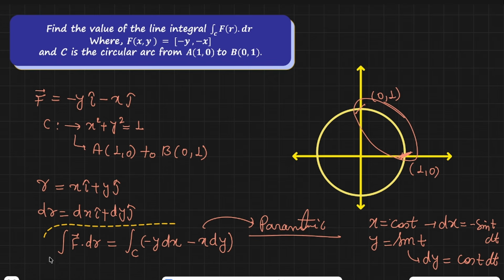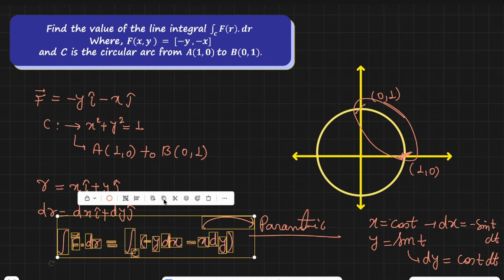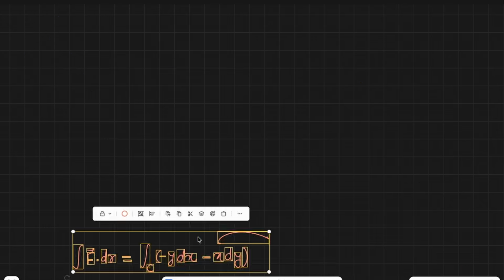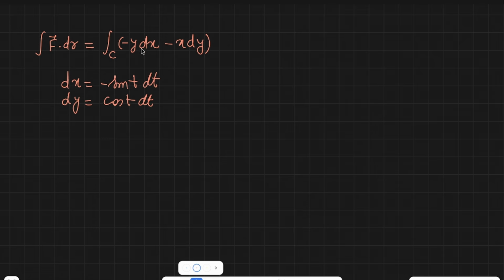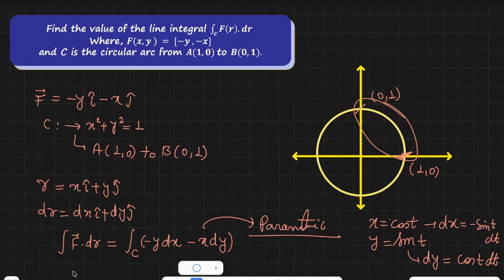So what is our integral? So our integral is basically like this. The integral is nothing but f dot dr. So from here, once we replace it, dx is minus sine t dt, dy is cos t dt. Once I apply, x is equal to cos of t, y is equal to sine of t. Now you apply it here. And one more thing, what will be the t value? t is the angle, from 0 to pi, so 0 to pi by 2 will be the limit of t.